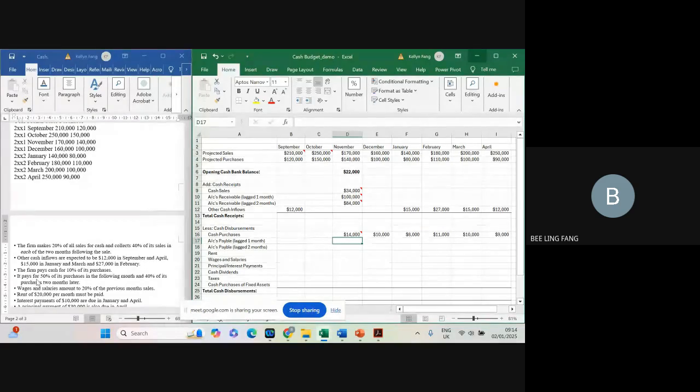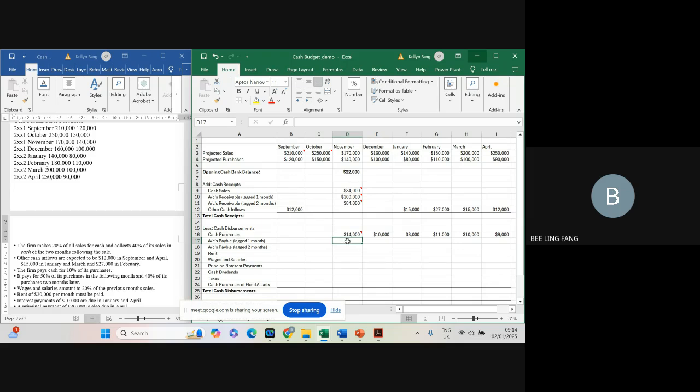It pays for 50% of its purchase in the following month and 40% of its purchase 2 months later. So you see, it totals up to 100%. For the current month, you pay 10%. 50% you will pay in the following month, that means the November purchase you will pay in December. And you pay 40% in the next 2 months, so here in January you'll pay this one.